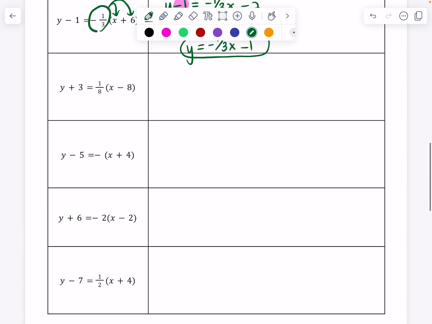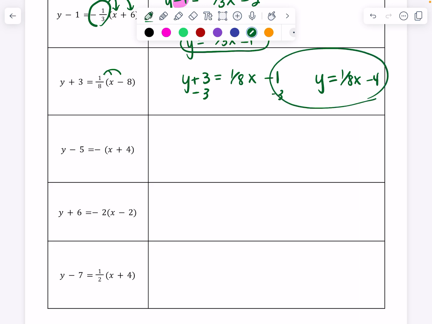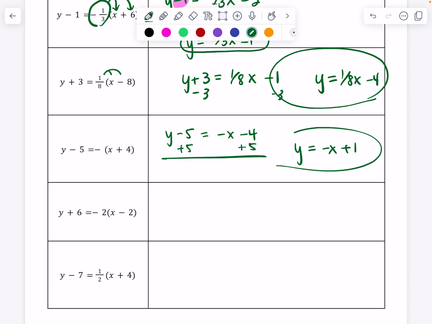All right, I'm going to go ahead and do the work for these. You may push pause and then just turn it back on to see the answers, but go ahead and give some of these a try. Careful on this one because that's a negative times a negative.